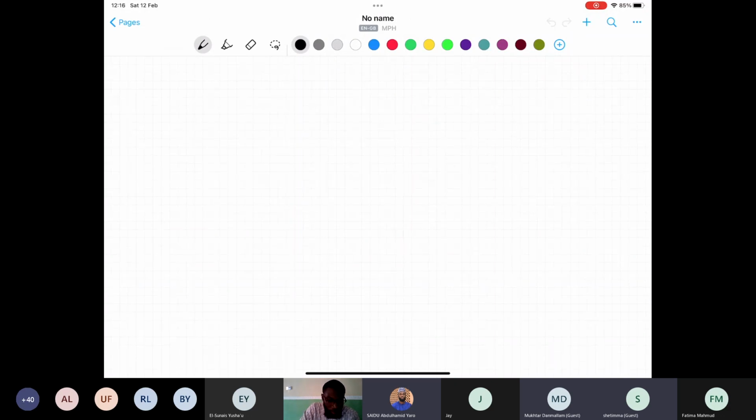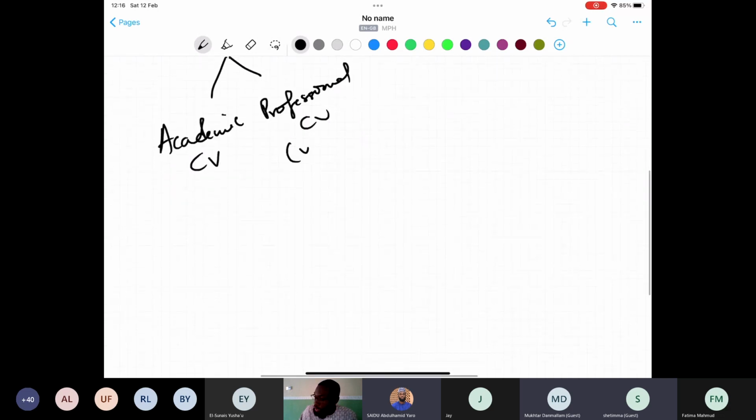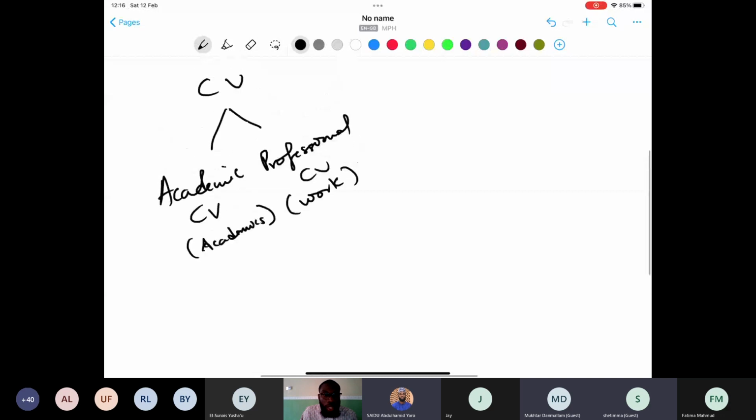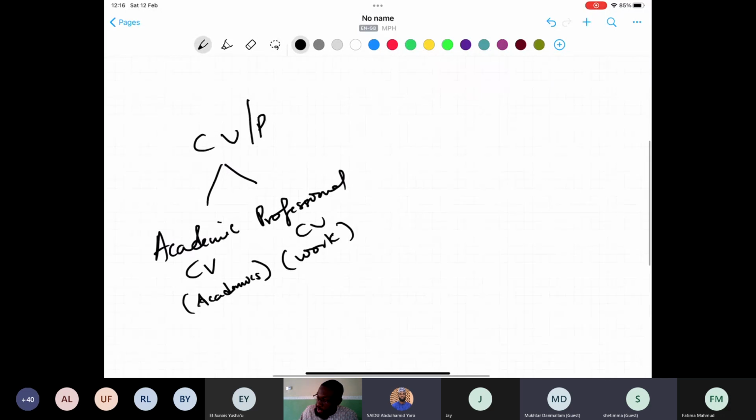Then we're just going to talk briefly about the academic CV. At this academic CV, I told you, it is different from the normal. I think the CVs are divided into two. We have the academic and the professional CV. So for scholarship, this one is for work and this one is for academics. I'm writing CV, curriculum vitae. Some places you see they write resume. They are all the same thing.